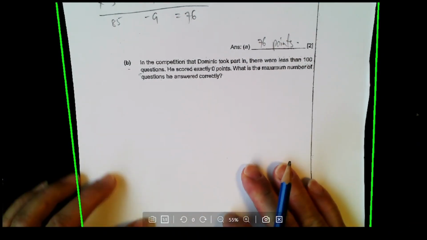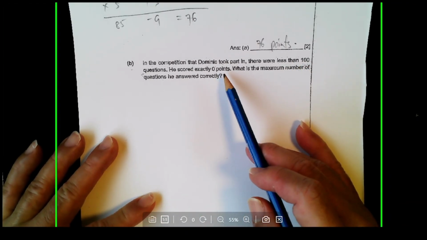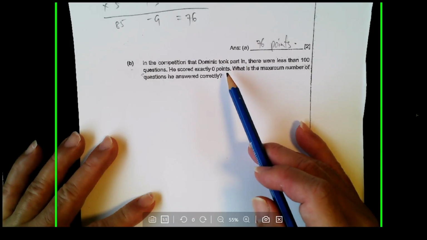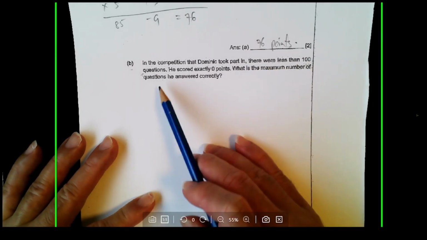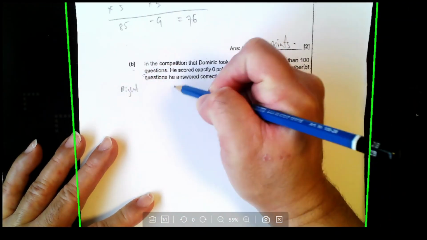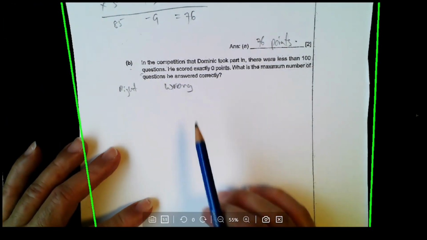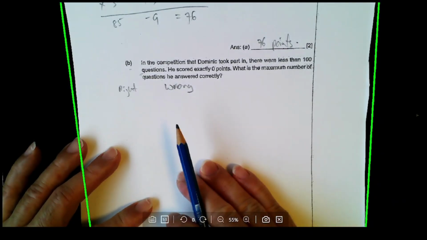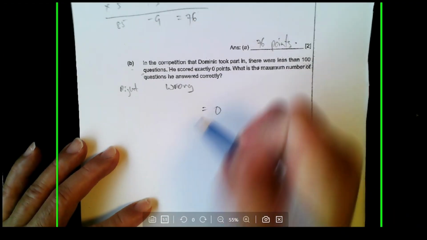Now, in the competition, there were less than 100 questions. He scored exactly 0 points. Okay, so the marks he got for right are cancelled out exactly by the marks that he got wrong. So what's the maximum number of questions he answered correctly? Okay, the marks he got must cancel out exactly to give you 0.